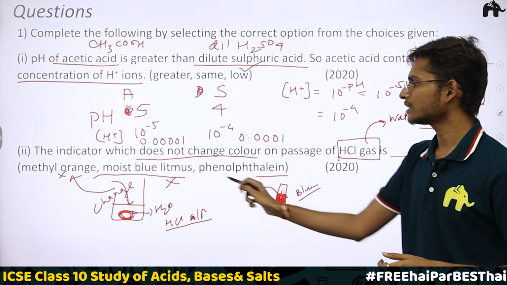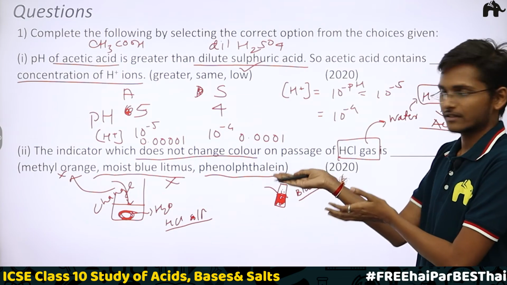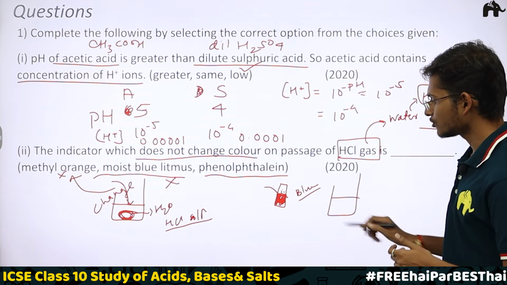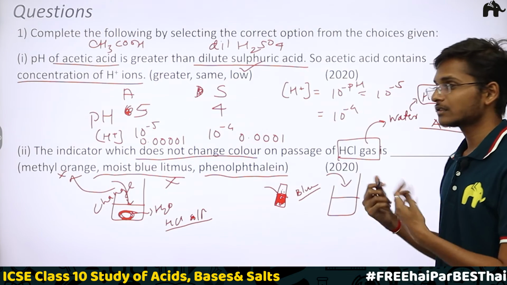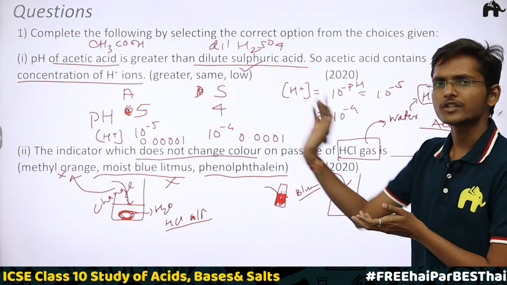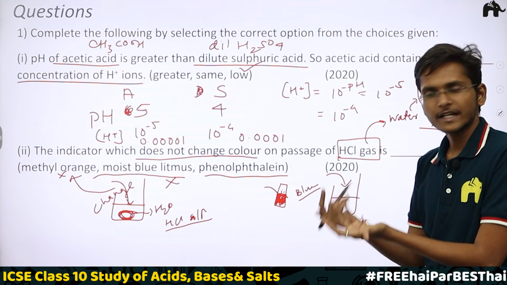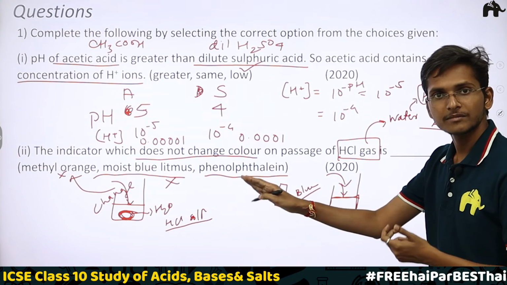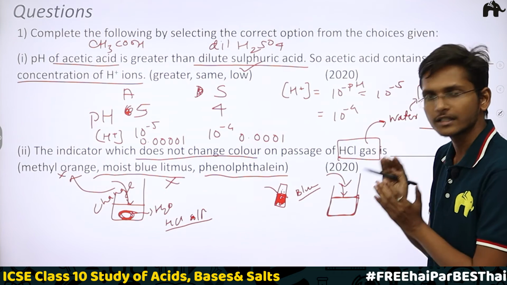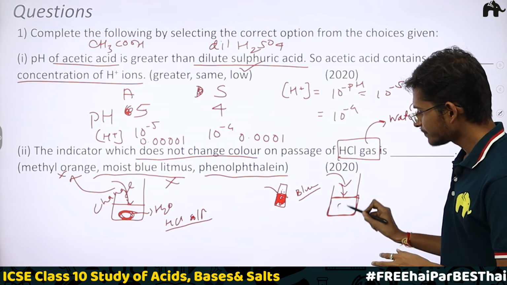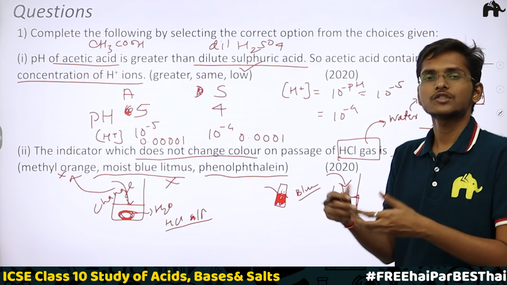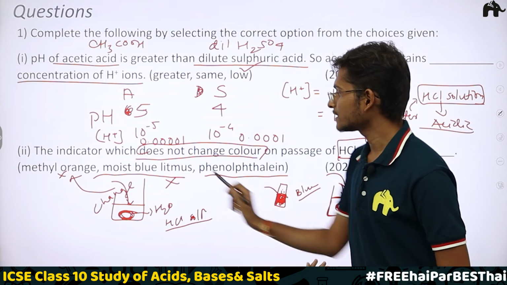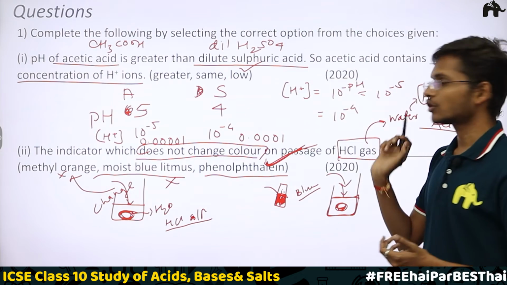So what would be remaining? Phenolphthalein. So phenolphthalein is our right answer. But let's just see why. We know that in acidic solutions, when we add phenolphthalein, it doesn't show any color change. Phenolphthalein solution is colorless. In acidic solution, it also remains colorless, right? So when HCl gas is passed into phenolphthalein, it would form HCl solution, just like it formed in methyl orange indicator. But this HCl solution is acidic, and phenolphthalein does not show any change in color in acidic solution. So no color change would be there. So our right answer is phenolphthalein.